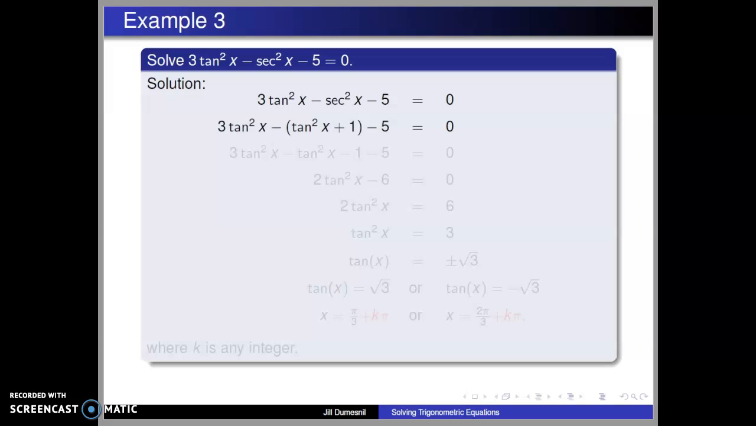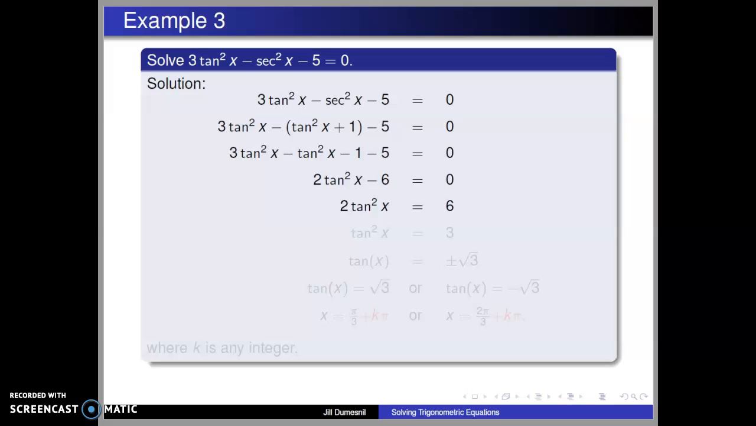Let's use one of the forms of the Pythagorean identity and substitute secant squared x equals tangent squared x plus 1. To simplify, we can distribute the minus sign and collect like terms. Now we can solve for tangent x. Since 2 tangent squared x minus 6 isn't a difference of squares, factoring isn't the easiest route to follow.